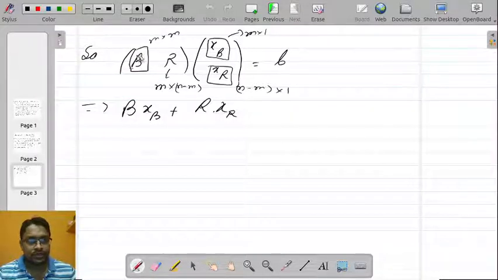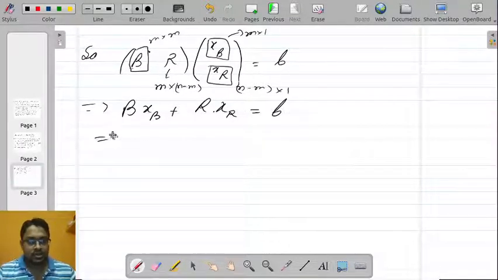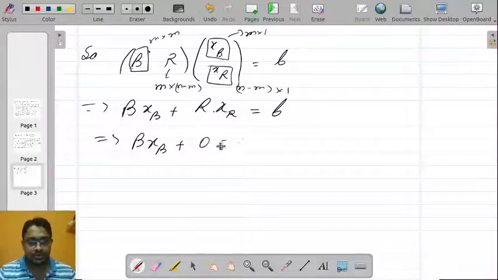Because see, the first row gets multiplied with this column. So when the first row comes to the mth column, the multiplication with xB stops. Next multiplication starts with the columns of R with this first column of xR. So it's actually BxB, an m by 1 matrix, and RxR is also an m by 1 matrix. So this can be written as BxB plus xR is already 0, so this is 0, equal to b.